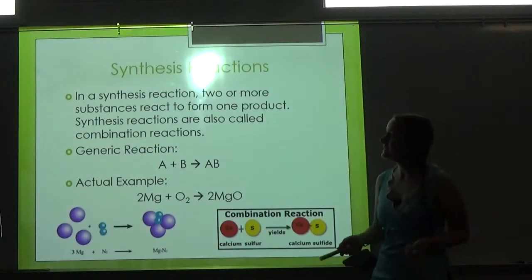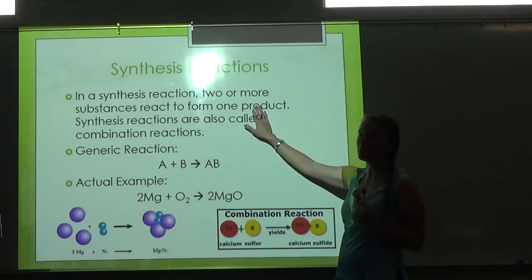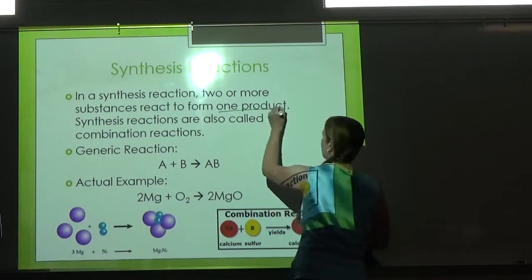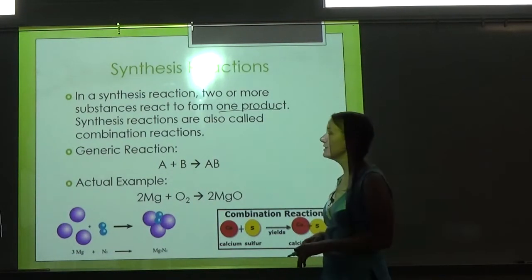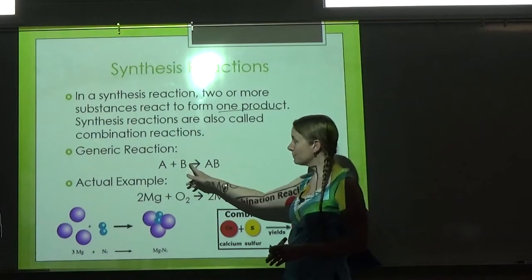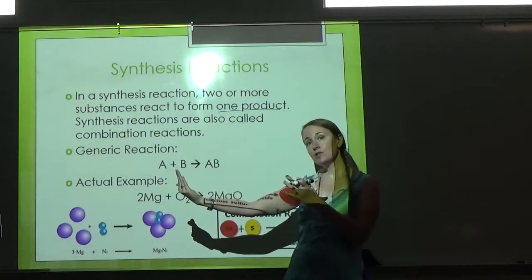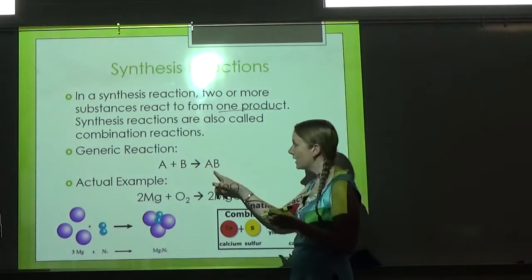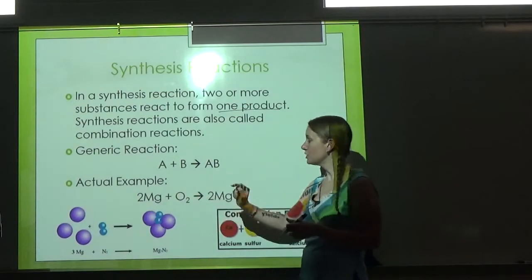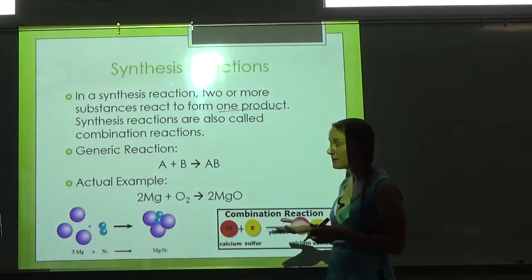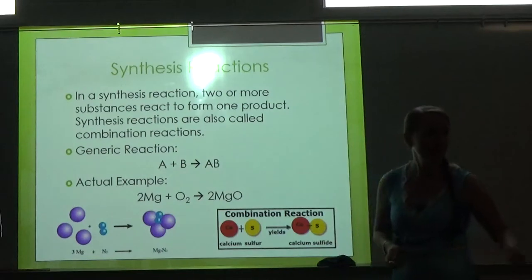So first let's start with synthesis. In a synthesis reaction, 2 or more substances react to form one product. That's the important part, you are forming one product. Synthesis reactions are also sometimes called combination reactions. A generic reaction is A plus B yields AB. I always say it's like a marriage. You have 2 things separate and then combined to form one compound. An actual example would be magnesium by itself, oxygen by itself, and then they form magnesium oxide. So for synthesis, you are making one product.